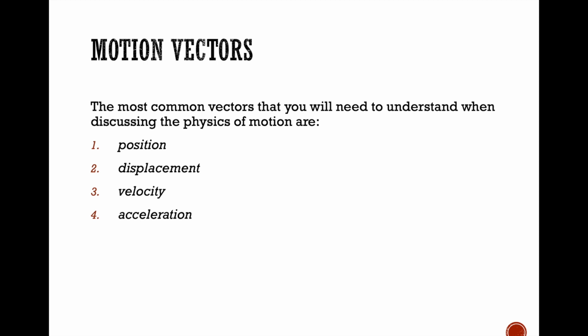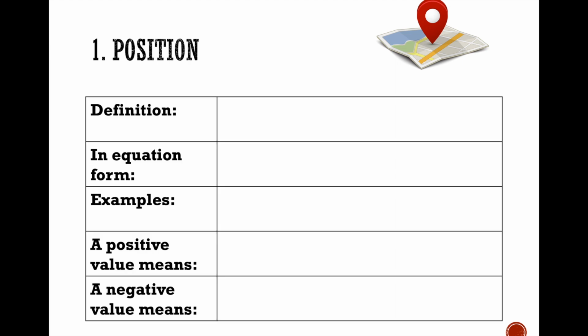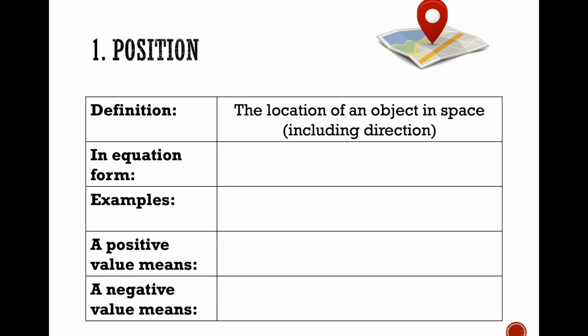So the most common vectors that you will need to understand when discussing the physics of motion are position, displacement, velocity, and acceleration. And so let's start with the first vector called position. And I've got the image of a location on a map, right? Because the simple definition is that position is the location of an object in space, including its direction. And when we're using equations to talk about position, we will use either the variable x or the variable y to delineate the position variables, right? So x would be horizontal position, y would be a vertical position.